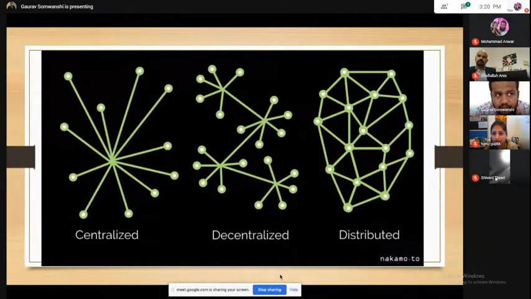For example, all the ATMs of your bank are distributed all across the country, right? But they are centrally controlled. Hence, your banking system is centralized. Distributed is a very easy term, I mean.